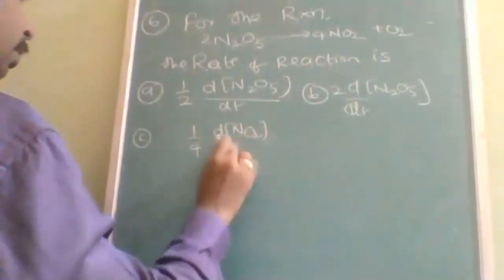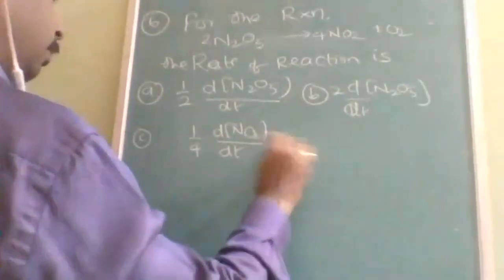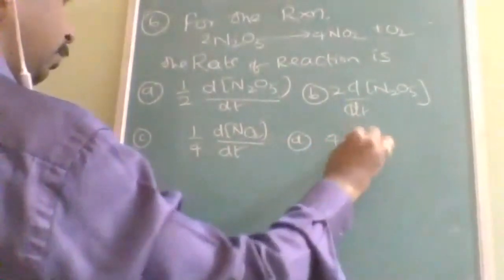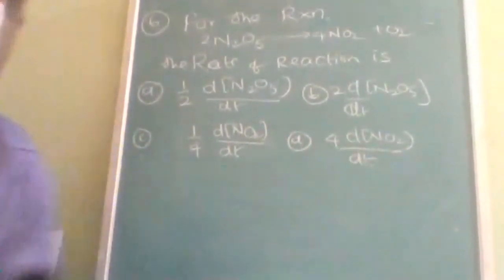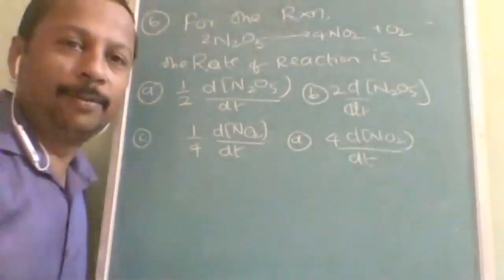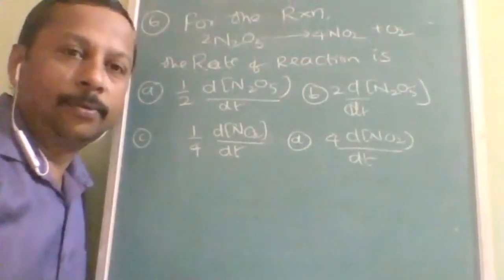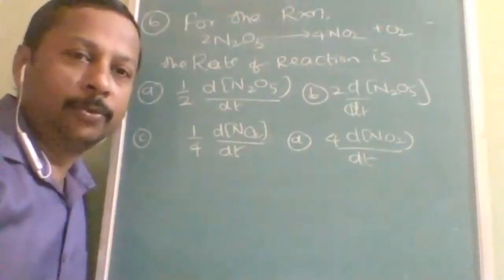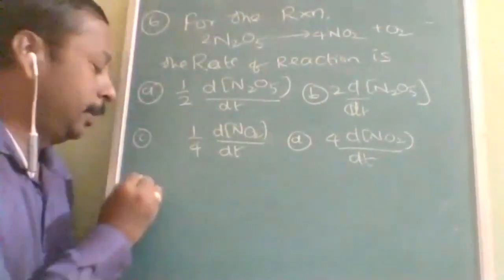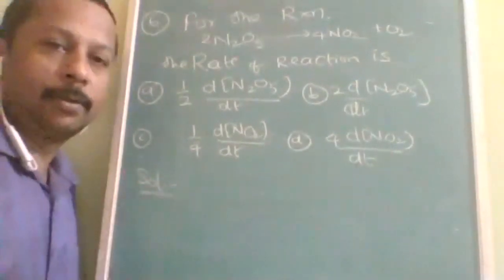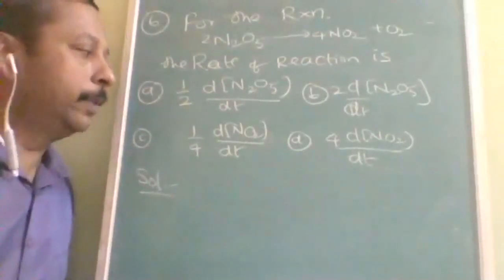dNO2 by dt. And the fourth option is 4 into dNO2 divided by dt. See, all options appear to be very same for this reaction. Is it understood? Now it is your time to control your emotion and check the correct option only. This is not a calculation part, so directly you can answer. What is your answer and why is that answer?